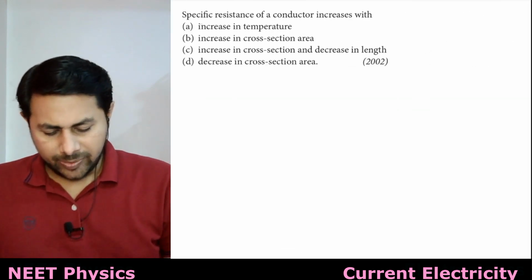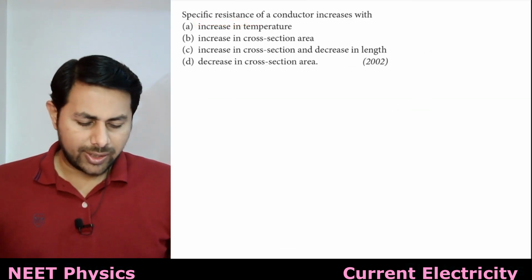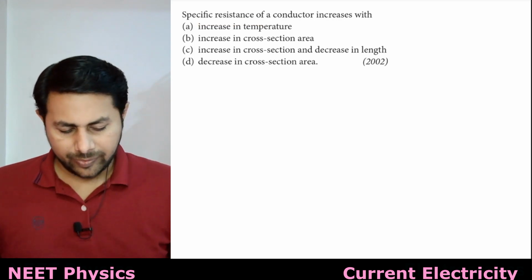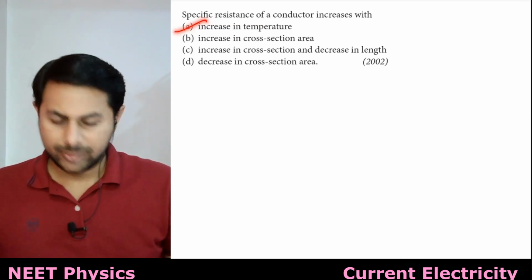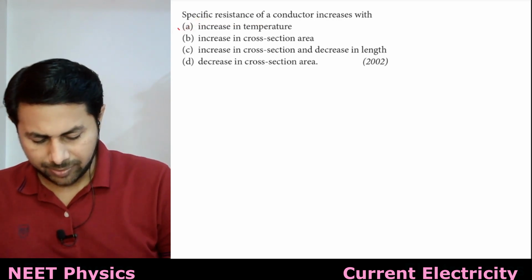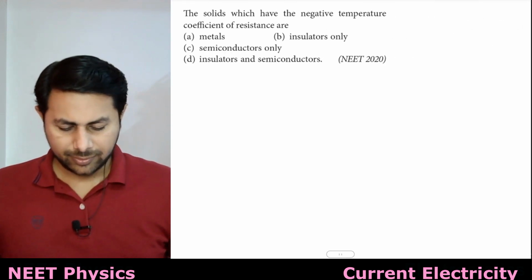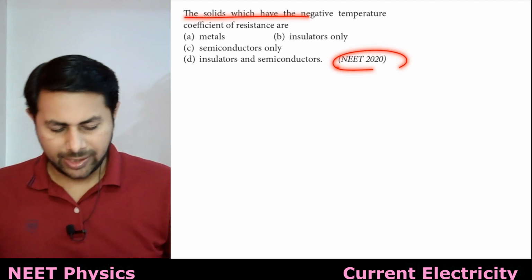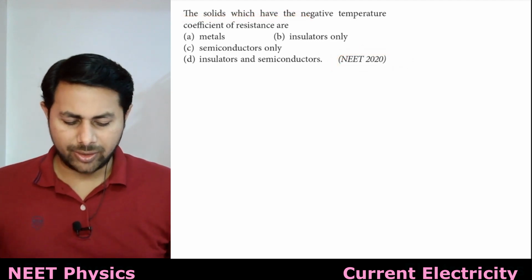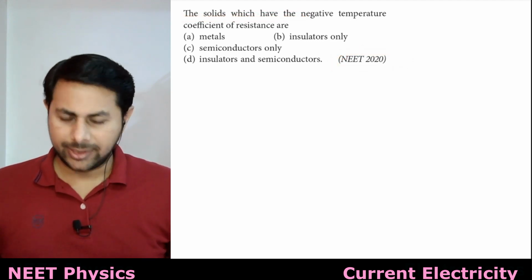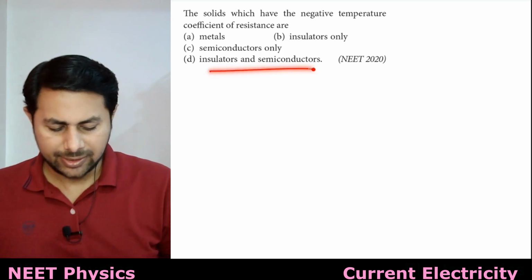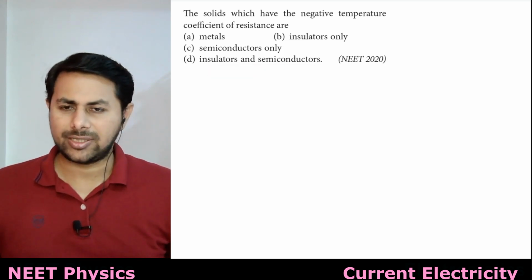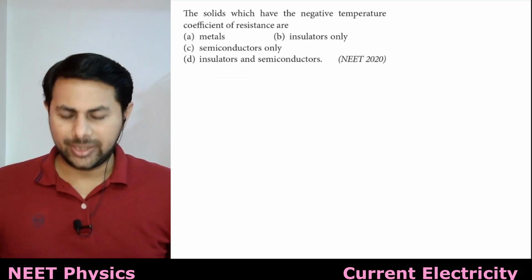Let's see the next one. Specific resistance of a conductor increases with increase in temperature. That is also simple. Let's see the next one. This is from NEET 2020. Solids which have a negative temperature coefficient of resistance are: metals, insulators, semiconductors, or insulators and semiconductors. Which one is correct? Option D. Good.